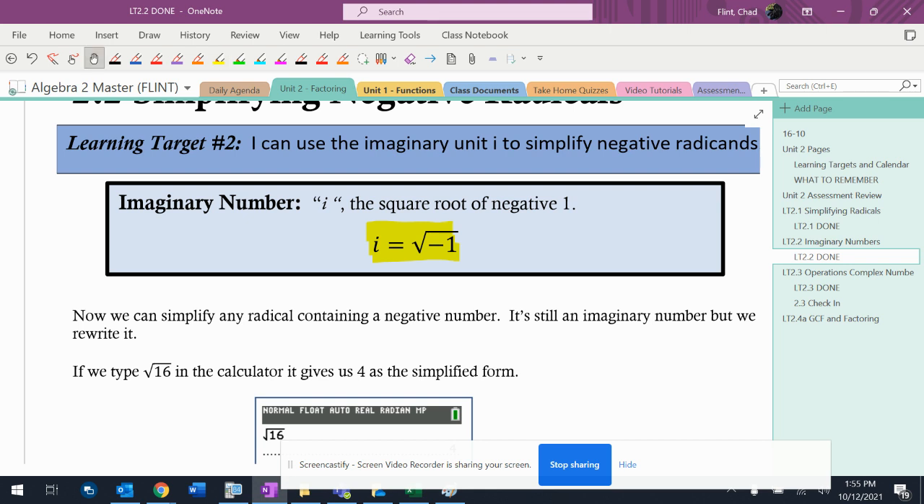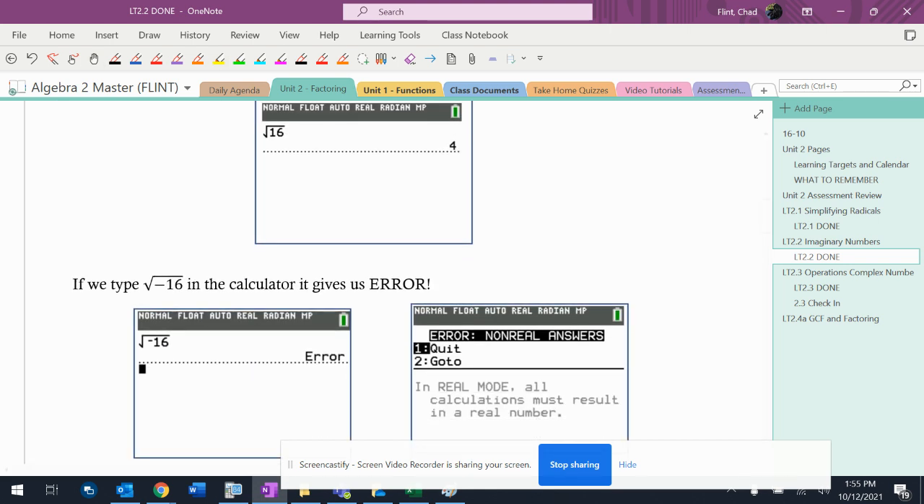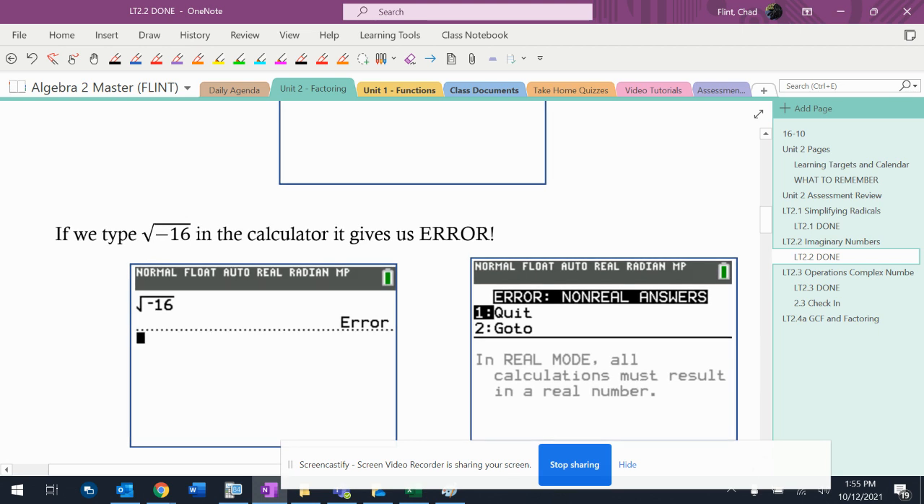This is going to let us take something like the square root of negative 16 and be able to figure it out. Now we're going to have to do it a little bit by hand because the calculator doesn't do imaginary numbers very well. There is a mode you can put it in to do it, but it's not going to help you because you have to show your work when you're doing these.